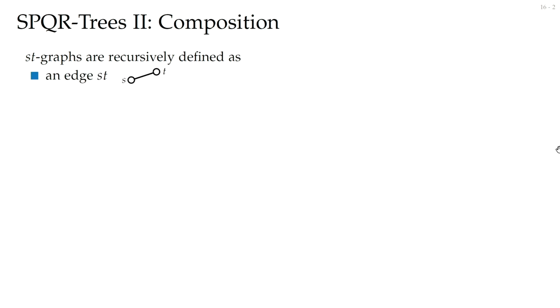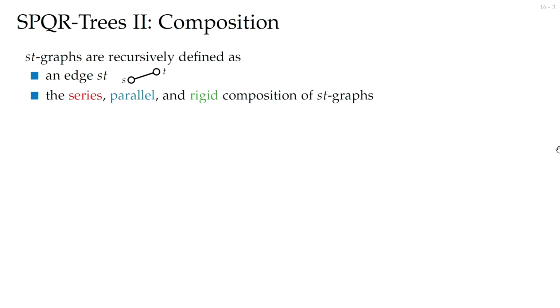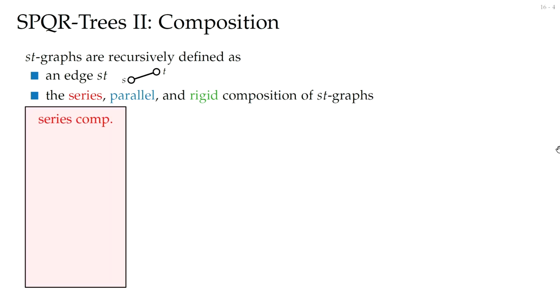And for that, we define ST graphs. So an ST graph is just, we have some vertices S and T, and an edge between the two vertices is an ST graph. That's the simplest one. And if we have several ST graphs, then we can glue them together to a larger ST graph by three types of compositions: the series, the parallel, and the rigid composition. The series composition looks like this. We have three different components, for example. It can be 5 or 10 or however many.